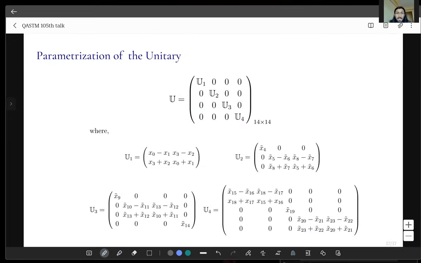So we do the parameterization of the unitary. We had U A U^T equals A. So that is what we need to do. Now we need to parameterize this unitary.